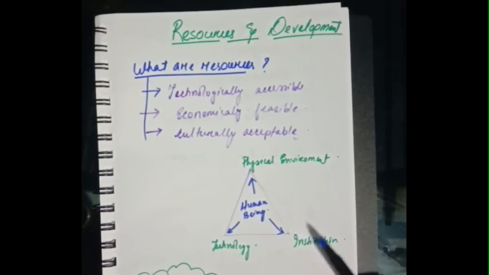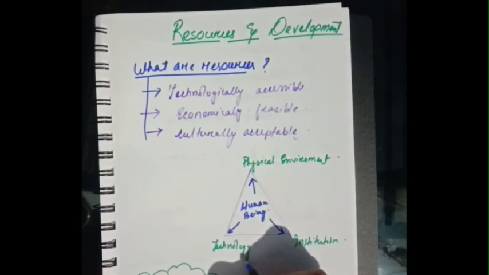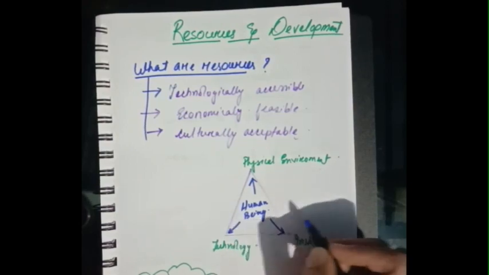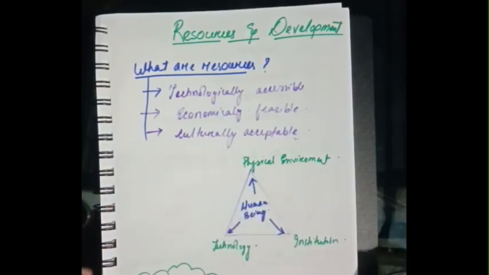This diagram here I have taken from your NCERT books, which shows us that the physical environment, institution, technology and human beings are interdependent with each other and accelerate the economic development of our nation.